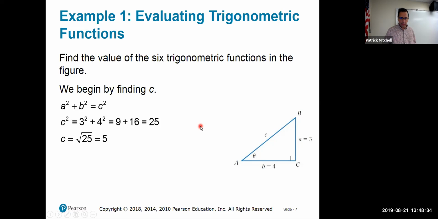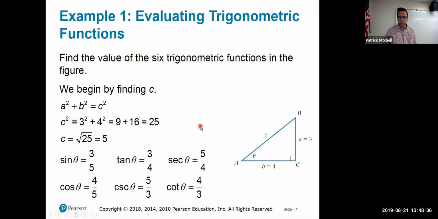Now that we found c, I'm going to use my definition. The sine is the opposite over the hypotenuse. The opposite is 3, the hypotenuse is 5. The cosine is the adjacent over the hypotenuse. The tangent is the opposite over the adjacent. That's the some old hippies came around here tripping on acid. Then the cosecant is the reciprocal of the sine, the secant is the reciprocal of the cosine, and the cotangent is the reciprocal of the tangent.